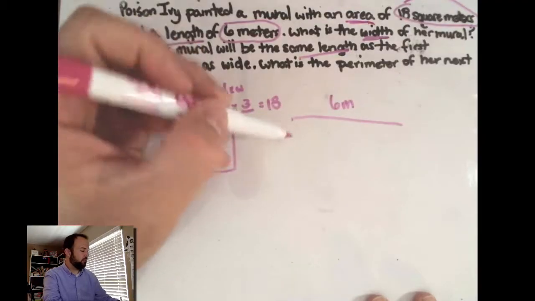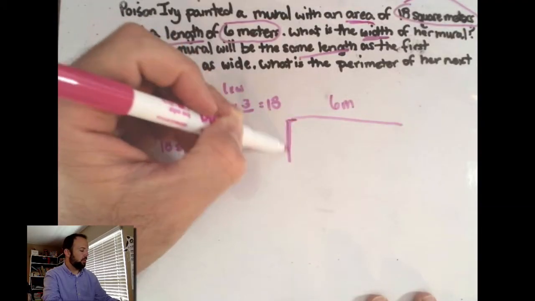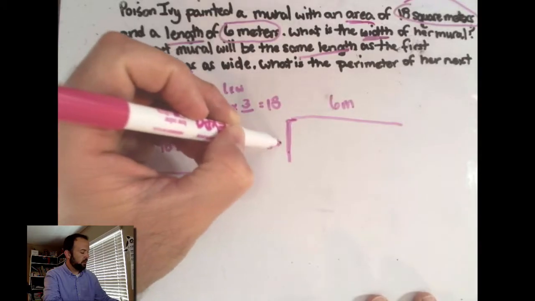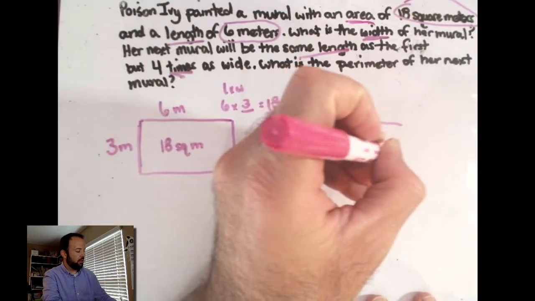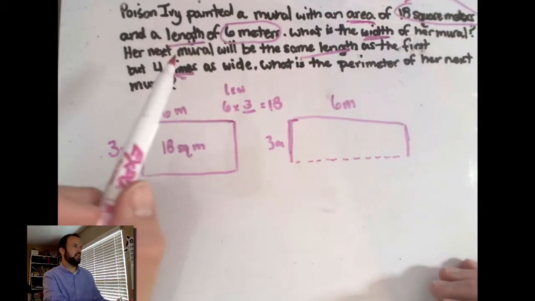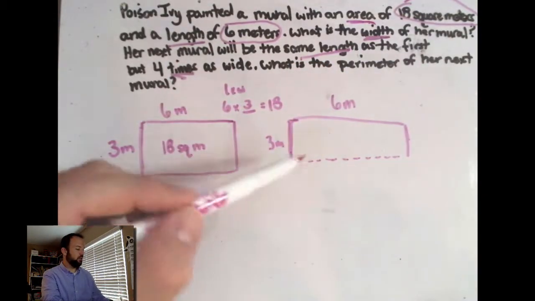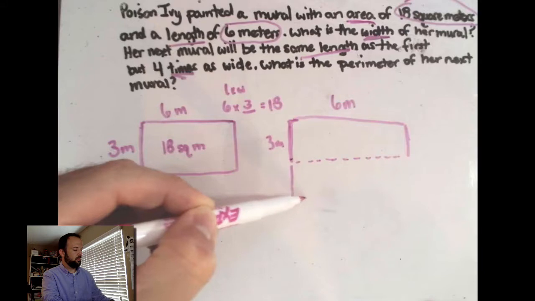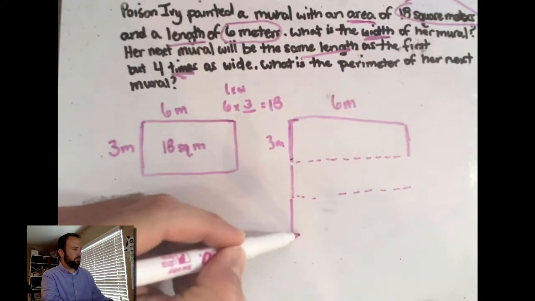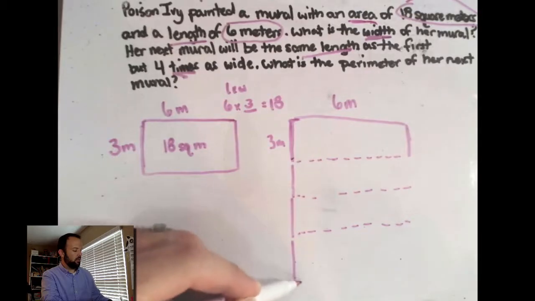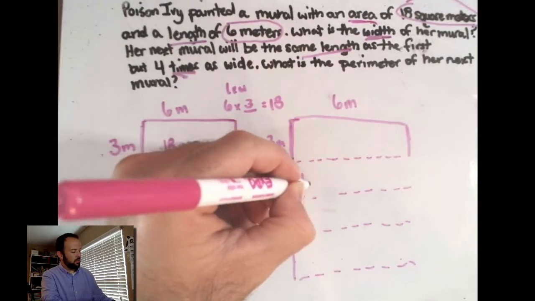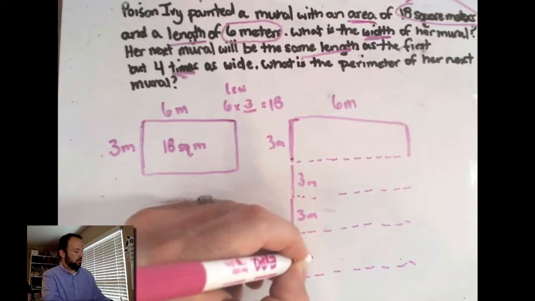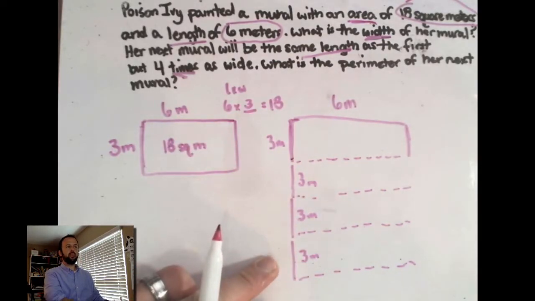So if I kept my length of 6 meters, and we know that the first one is 3 meters wide, right? So we can match that up. I'm just going to draw a dotted line across here. And she's saying that her next mural is going to be 4 times as wide. So I know I'm going to have to take that 3 and do it 4 times, right? So I have 1. Here's 2. Here's 3. And here's 4. And each one of these is 3 meters. So what would the width of the second mural add up to be?